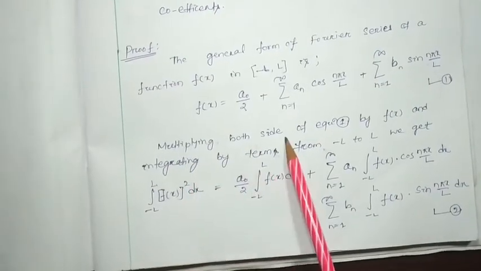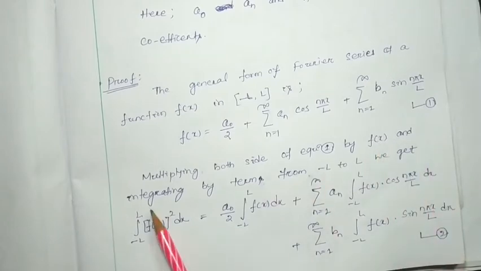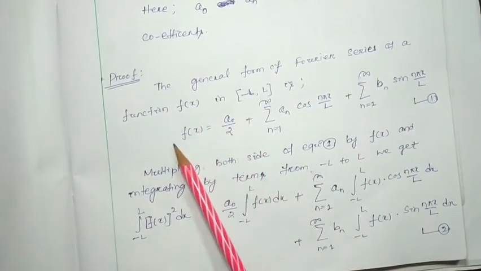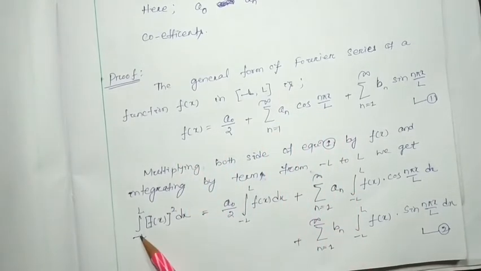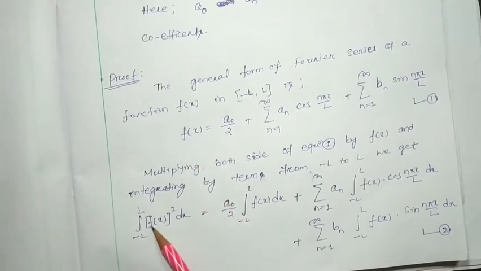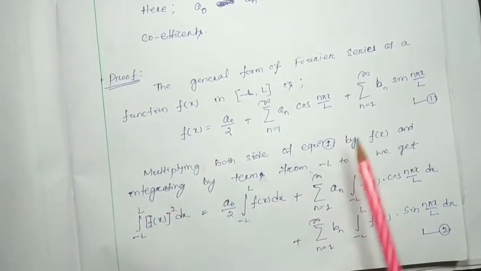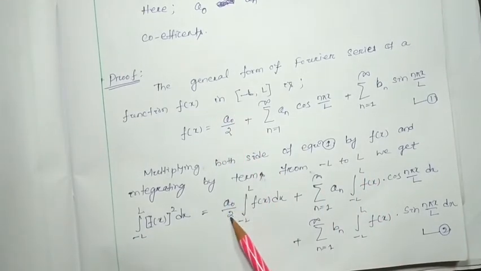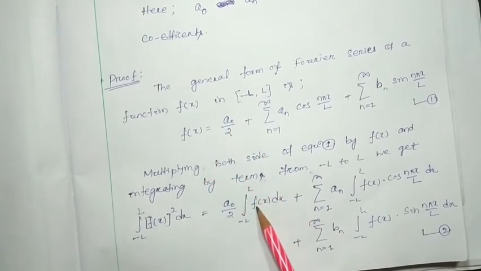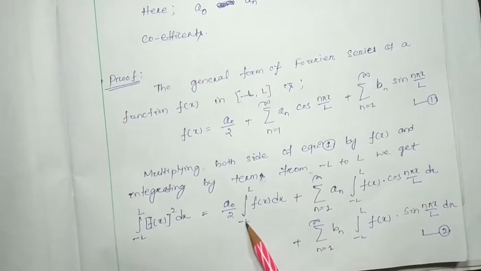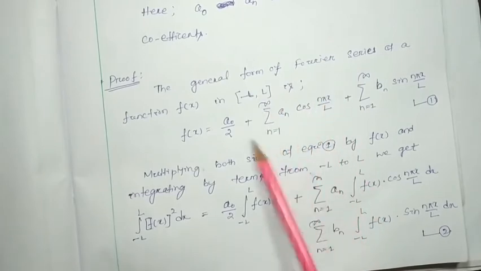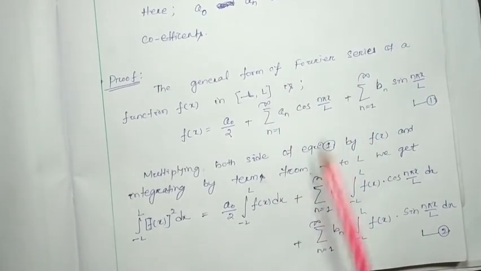Now multiplying both sides of equation number 1 by f(x) and integrating term by term from minus L to L, we get, what we are going to do: we have to multiply by f(x) both sides, left hand side and right hand side, and we have to integrate from minus L to L. On the left hand side, multiplying by f(x), it will be f(x) square dx, and we integrate from minus L to L. Is equal to a0 by 2 will be there, and we multiply f(x), and integrating from minus L to L, integration f(x) dx, plus this term also we multiply by f(x) and integrate from minus L to L.